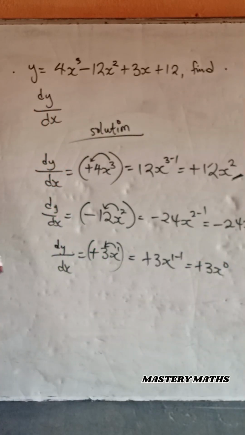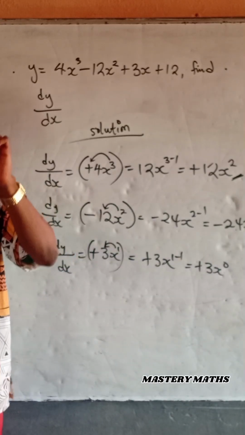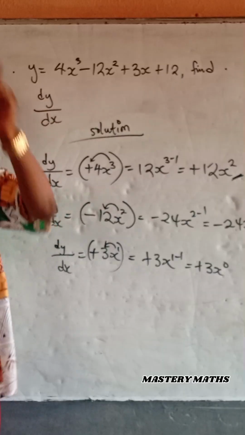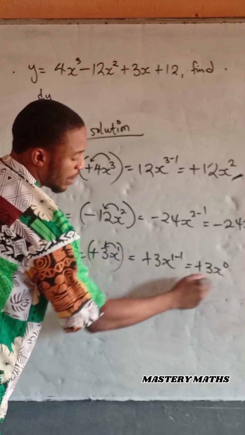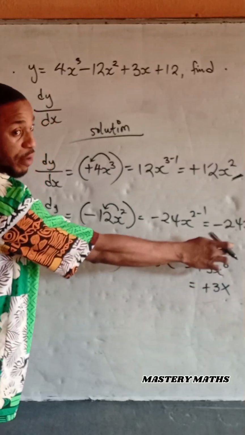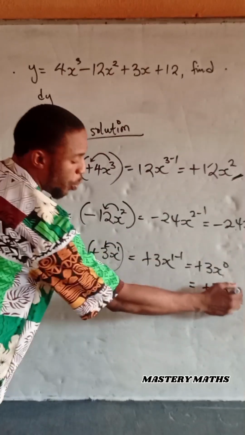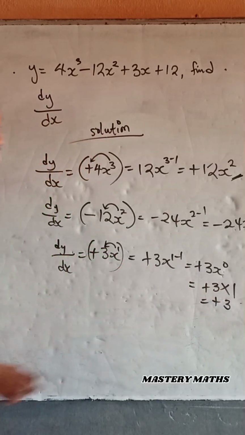Now, according to the law of indices, whenever a number or an alphabet is raised to the power of 0, any factor raised to the power of 0 is 1. So here we have plus 3 times x raised to the power of 0, which is 1. So that gives us plus 3. 3 times 1 is 3. Now what's the next one there?